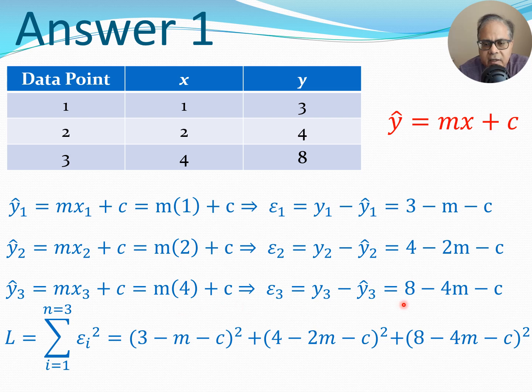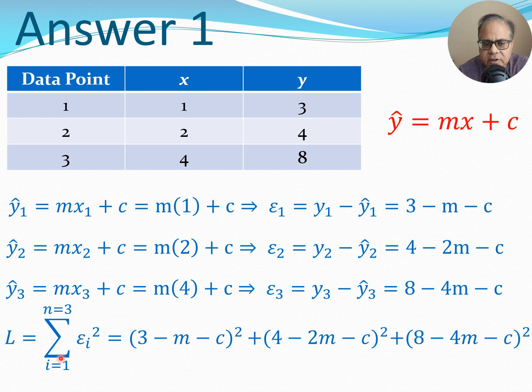So I get 8 minus 4m minus c. So these are the three residuals here. Now, what we do in the least square type of approach is we create an objective function, which is actually the sum of the squared residuals.